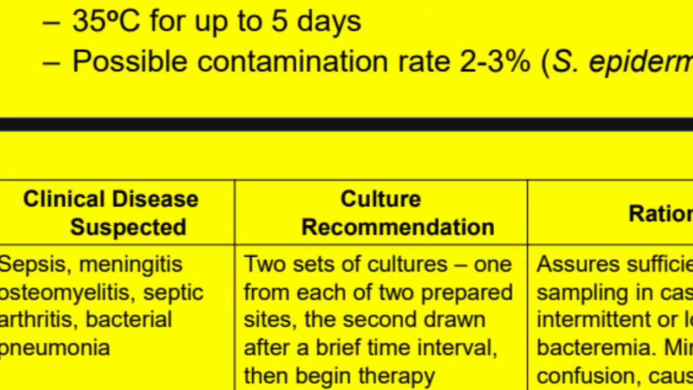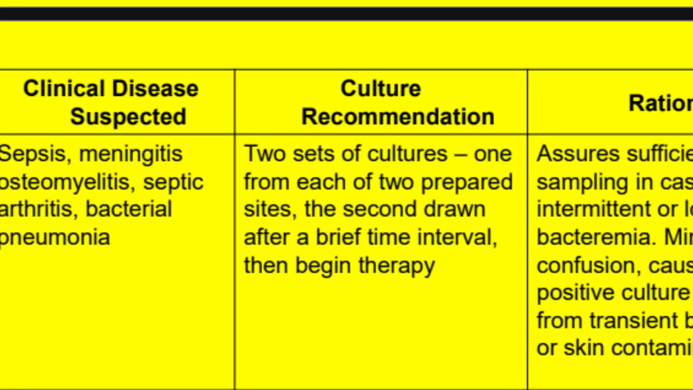The blood is taken aseptically from the vein. 2 culture bottles, anticoagulant and all-purpose media. Incubation, aerobic and anaerobic. Incubate at 35 centigrade for up to 5 days for culturing. Possible contamination rate reaches 2 to 3%, and the contamination is with Staph epidermidis.